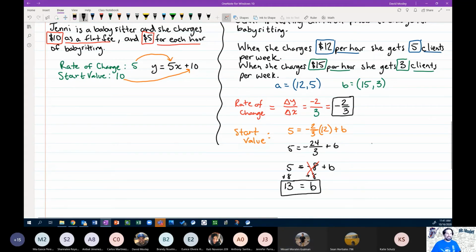See, and then the rule y equal negative 2/3 x plus 13. Okay. What questions do you have?